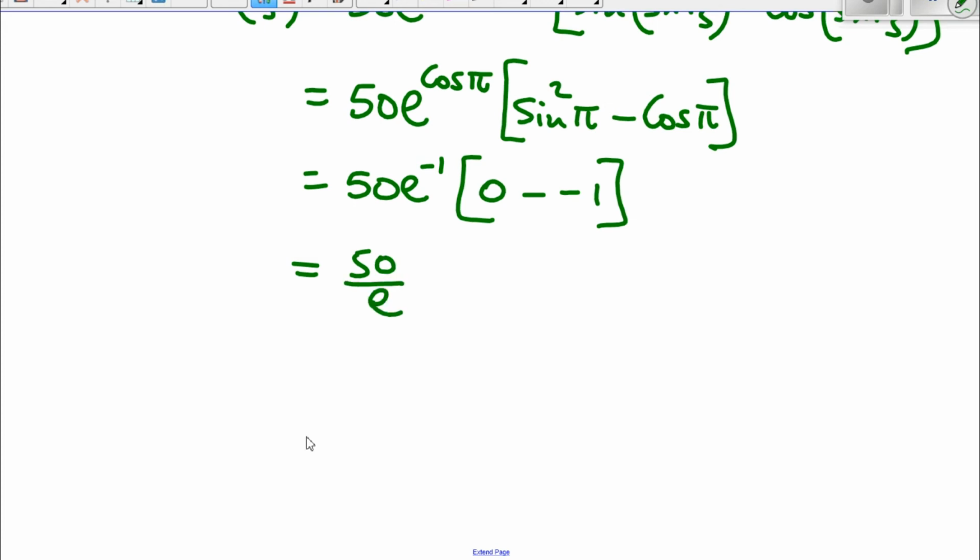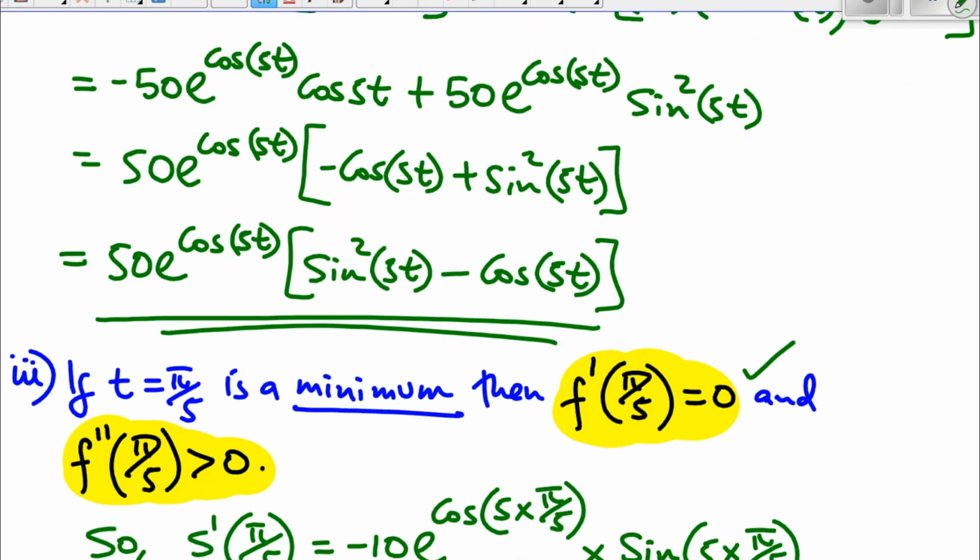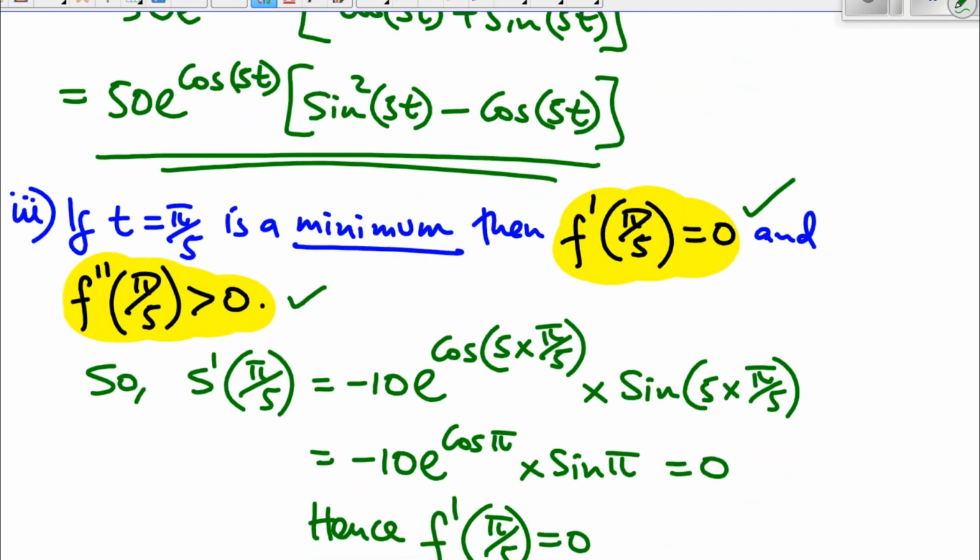So we can say hence the value of the second derivative is greater than 0, which confirms our second condition. So we can say that at t is equal to pi over 5, it will be a minimum point.